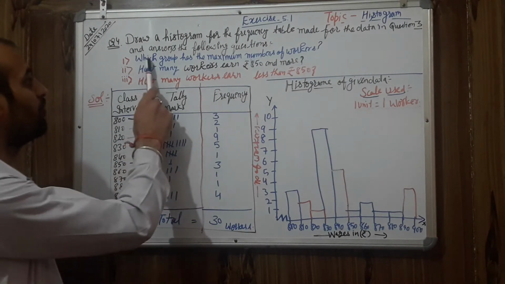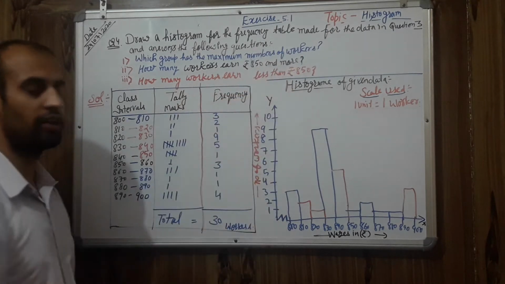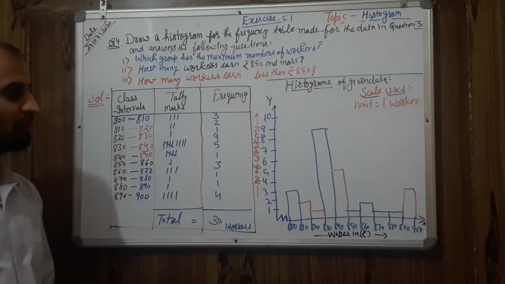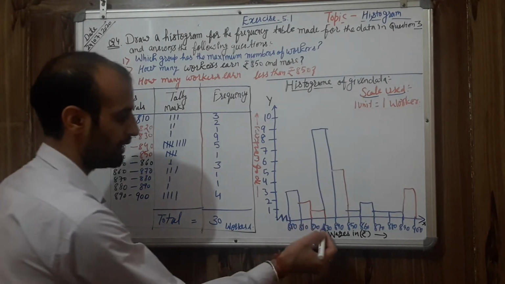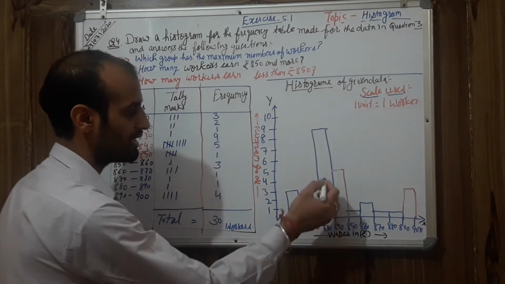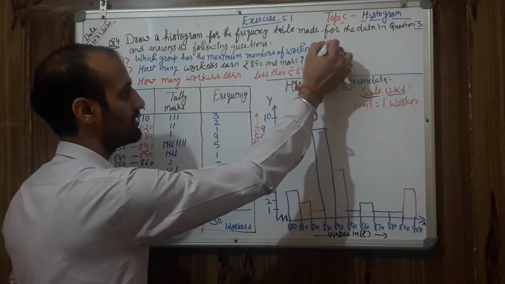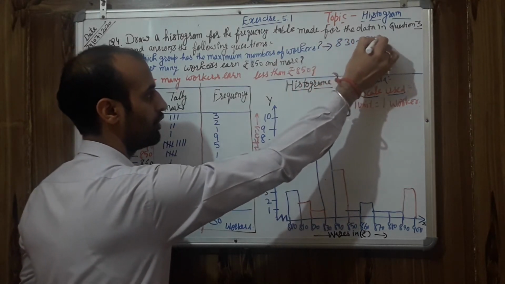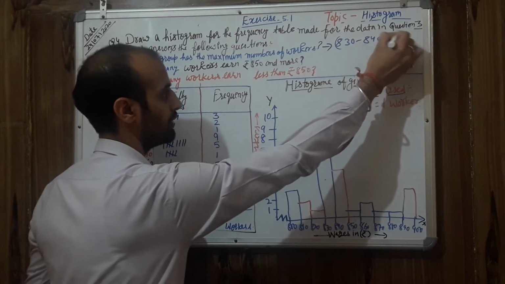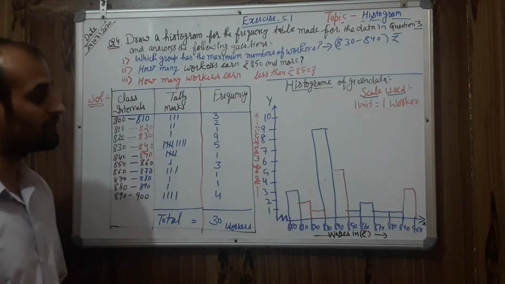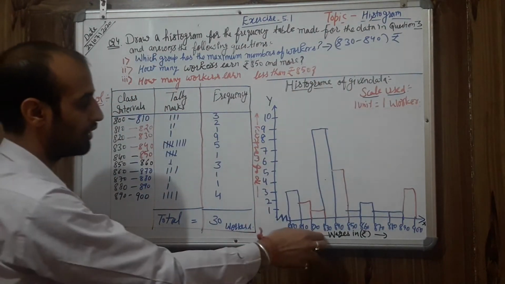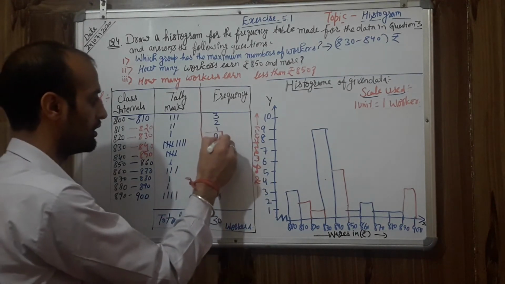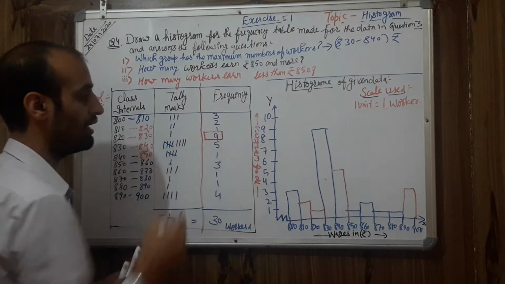From here, the first question I am going to take is which group has the maximum number of workers. That means which is the tallest building, which belongs to the maximum number of workers. So the group 830 to 840 has the maximum number of workers. So answer number 1 is 830 to 840 rupees, one group. This is the salary. This group is maximum. How many are there? There are a total of 9. You can verify from here also. This one is your answer, 9.